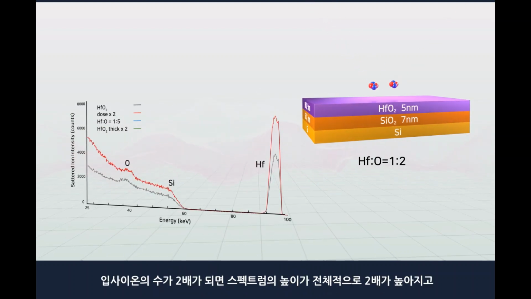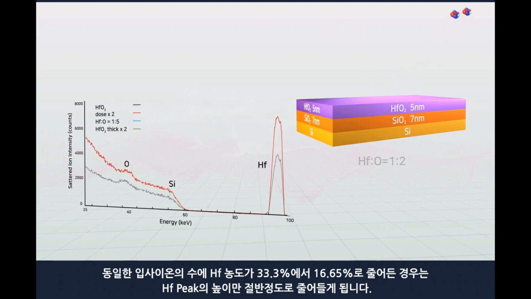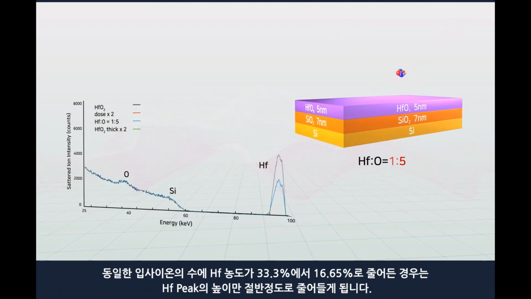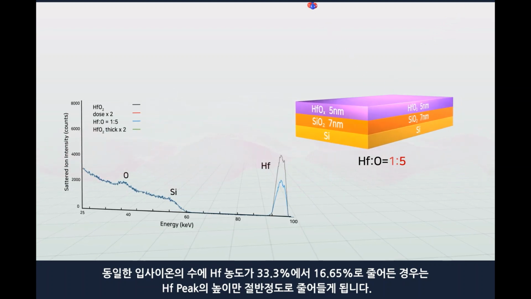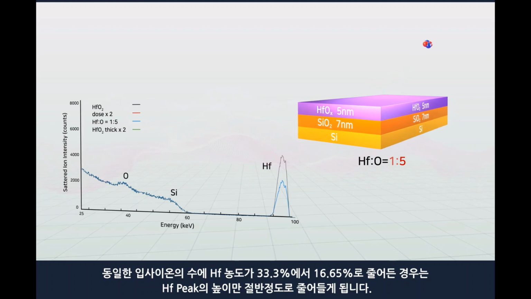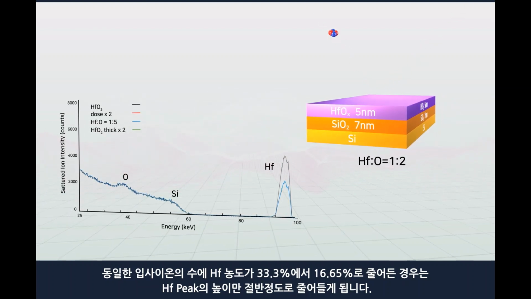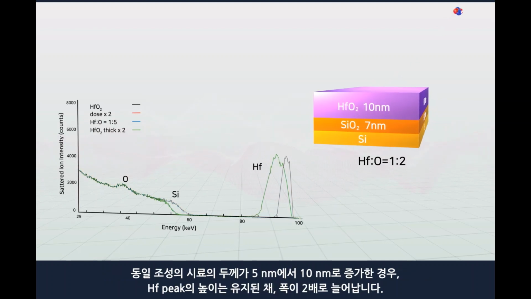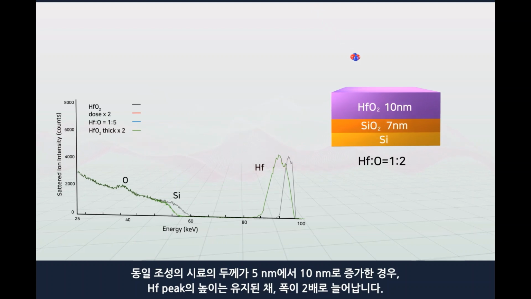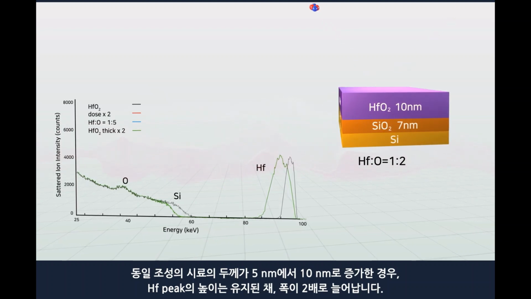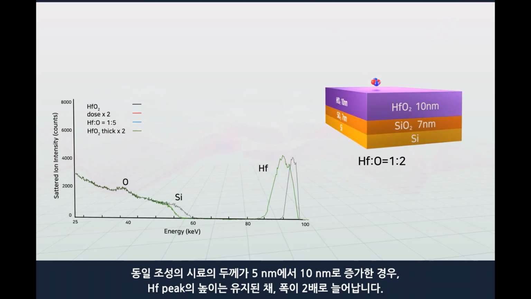If the number of incident ions is doubled, the height of the spectrum is doubled. When the hafnium concentration is reduced from 33.3% to 16.65% while maintaining the same incident ion number, the height of the hafnium spectrum is reduced by half. When the thickness of a sample increases from 5 nanometers to 10 nanometers while maintaining the same composition, the hafnium spectrum doubles in width while maintaining its height.